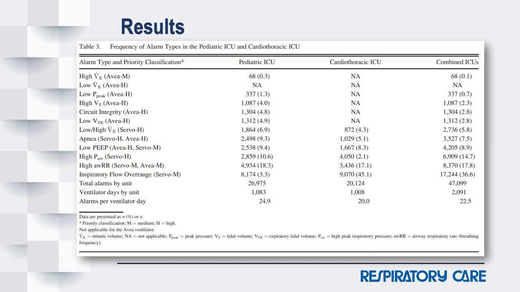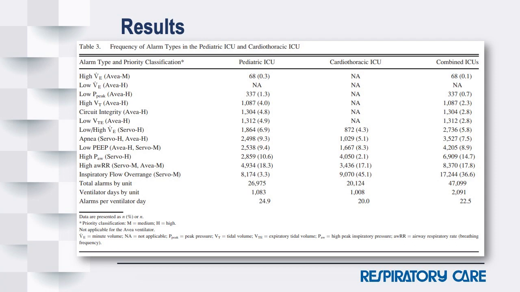If you look at the bottom of the first column, that's the PICU, the pediatric ICU, it is 24.9. The bottom of the cardiothoracic ICU was 20.0. So what we actually have is the PICU being slightly higher than the average, and the cardiothoracic ICU slightly lower, and both of those combined giving the average of 22.5. But we're in and around that low 20 to 25 range for this study for the prevalence.